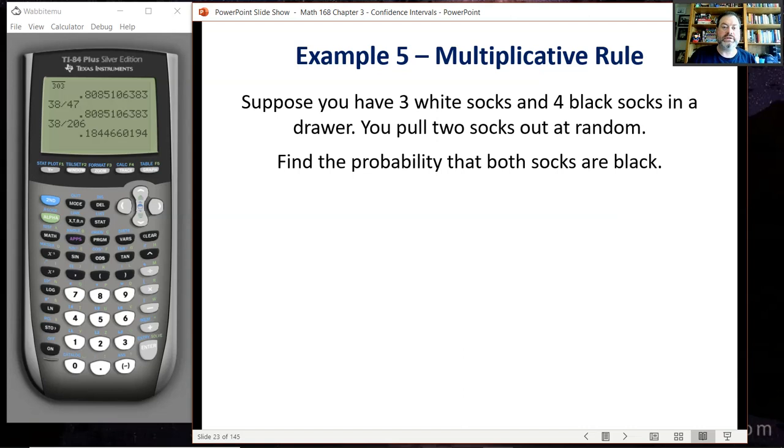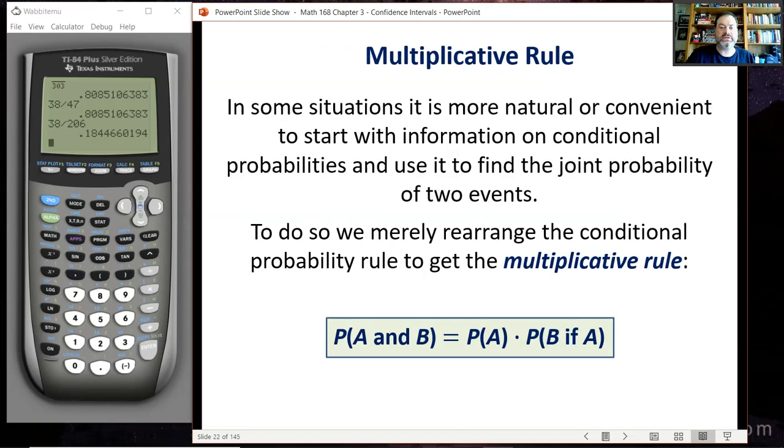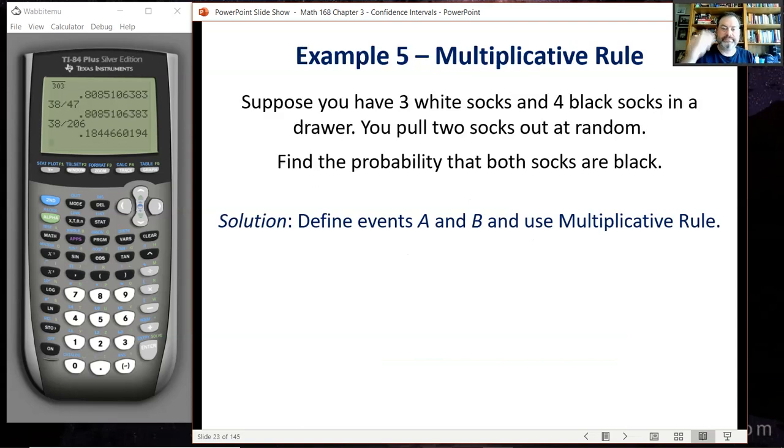So the first thing we want to do is name your events. So the probability both socks are black. Well, we have to use this formula somehow, right? So if we're trying to say that this is both socks are black, then A will be the first sock is black, and B will be the second sock is black. So if we get first one black and second one black, that means they're both black. So we define events A and B because we have to use the formula, right? And so that's kind of the challenge on a lot of these, is figuring out how to use the formula.